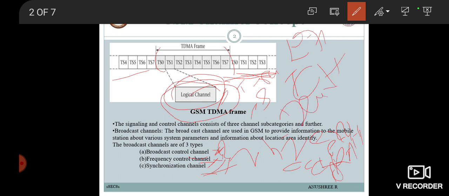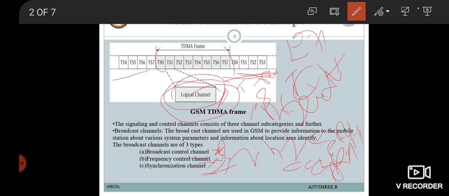Next one is the dedicated control channel. These dedicated control channels are used for specific call setup, handovers, measurement, and short message delivery functions. This is shortly called DCCH. Out of this, DCCH has 4 channels. One is the standalone dedicated control channel SDCCH, the slow associated control channel SACCH, the fast associated control channel FACCH, and the cell broadcast channel, that is CBCH.